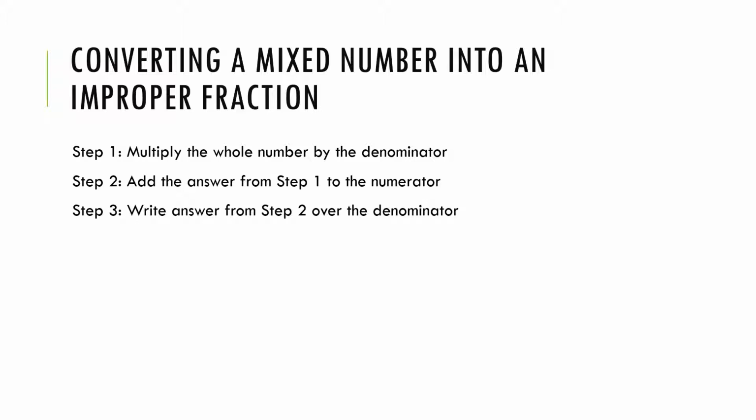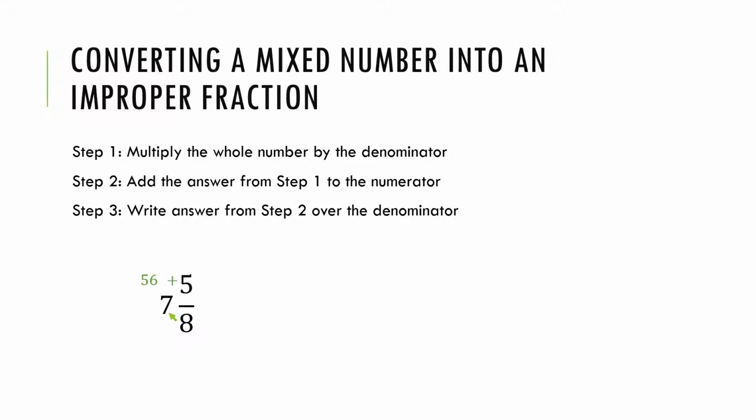Here are the steps for converting a mixed number into an improper fraction. The first step is to multiply the whole number by the denominator. Then add the answer from step 1 to your numerator. The last step is to write the answer from step 2 over your old denominator. So here's our mixed number. We're going to convert it into an improper fraction. We start by multiplying the whole number by the denominator. So we're multiplying 7 times 8. 7 times 8, or 8 times 7, is 56.